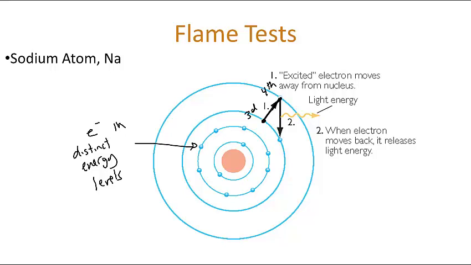But then, as soon as it doesn't feel that energy any longer, the electron drops back down, and when it drops back down, it releases light. The light that it releases is always the same wavelength. So basically, the flame test worked because the atoms absorb energy and the electrons jump from one energy level to the next, and when they relax, they release energy.